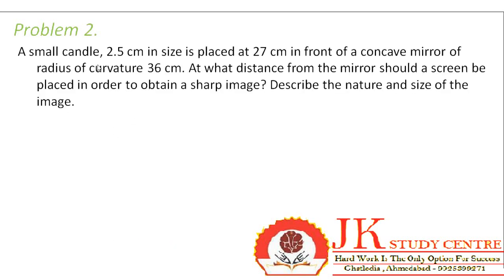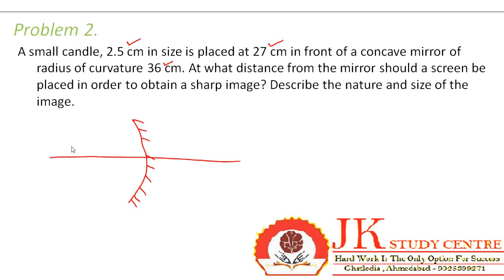Okay. So let us look at the next problem. It says that a small candle 2.5 centimeter in size is placed at 27 centimeters in front of a concave mirror of radius of curvature 36 centimeters. That means you have a concave mirror somewhat like this. You have a small candle. The height of the candle is given as 2.5 centimeters. That means the height of the object is 2.5 centimeters.